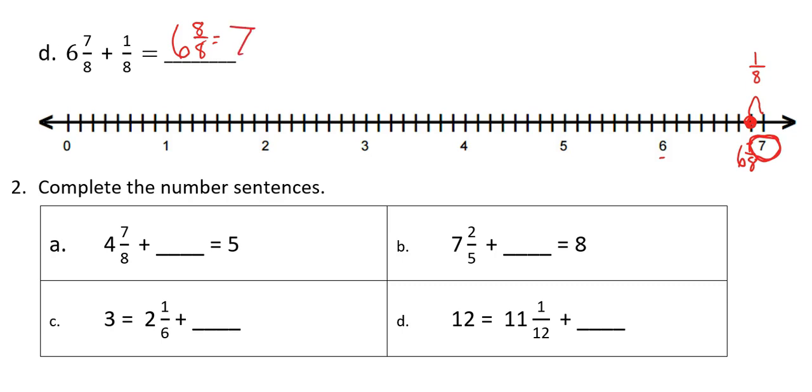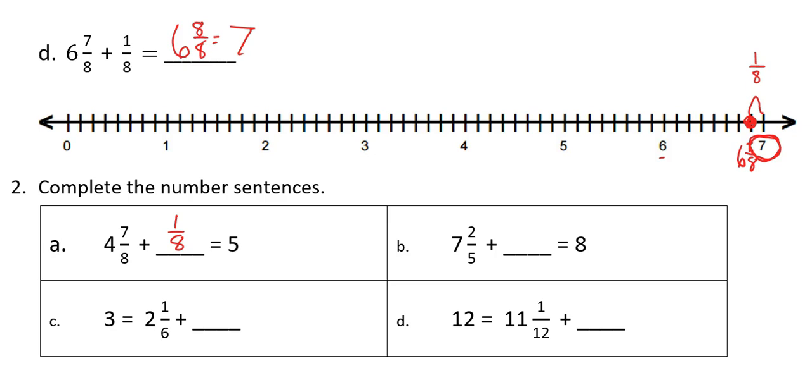Now let's think about that when we fill in the blanks in part 2. Question A says 4 7/8 plus something equals 5 wholes. When I'm at 4 7/8 on the number line, I'm 1/8 away from making the next whole. 4 7/8 plus 1/8 would equal 4 8/8, and that 8/8 is what takes me to the 5 wholes.